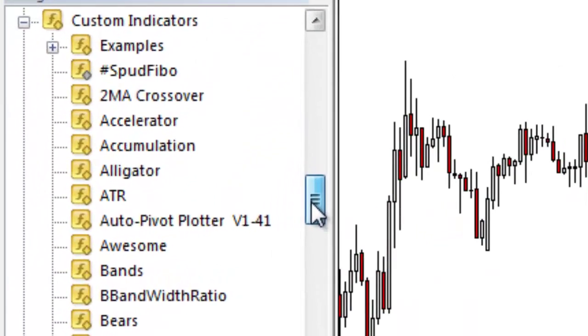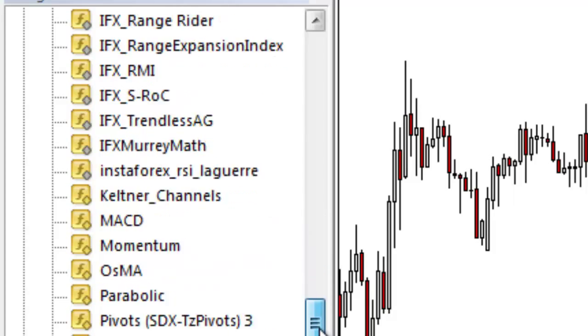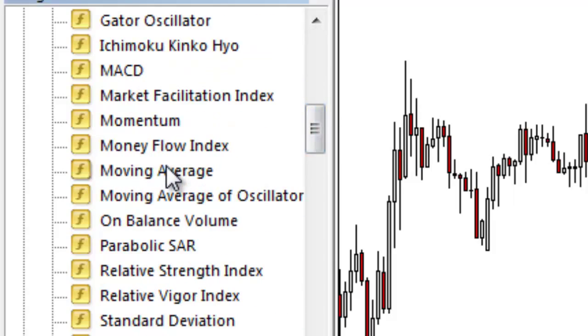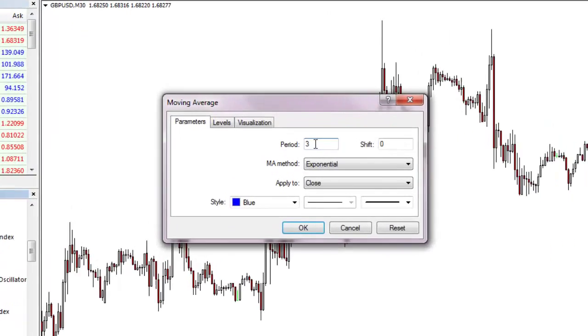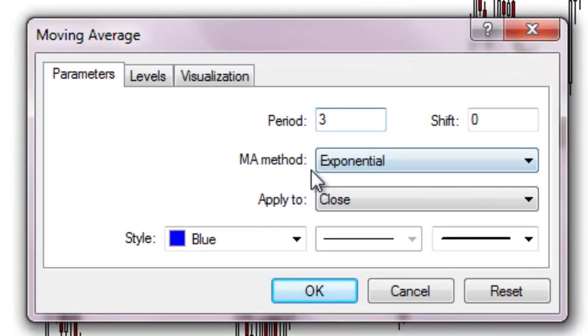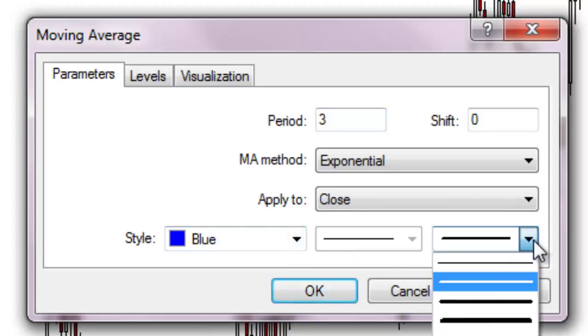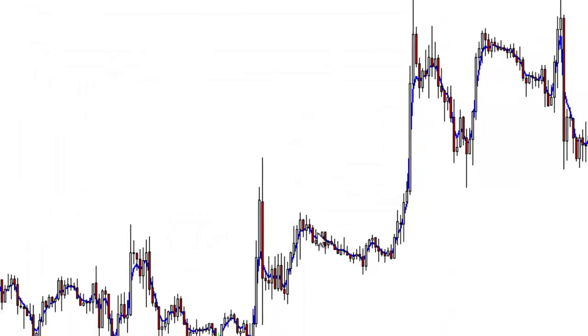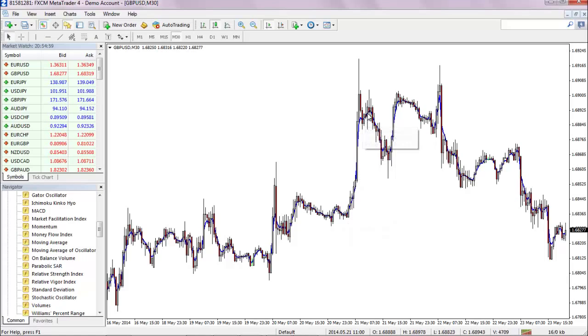The first indicator is an exponential moving average. Here is the moving average. You just click on this one, and the period we have to use for this moving average is 3. MA method is exponential. Apply to close. You can use any color here. I am using a blue color, and select some width here so that we can clearly see the indicator on the chart. Again, the settings for this moving average are: period is 3, MA method is exponential, apply to close. You can use any color and select some width. Click OK. So this is the exponential moving average indicator.